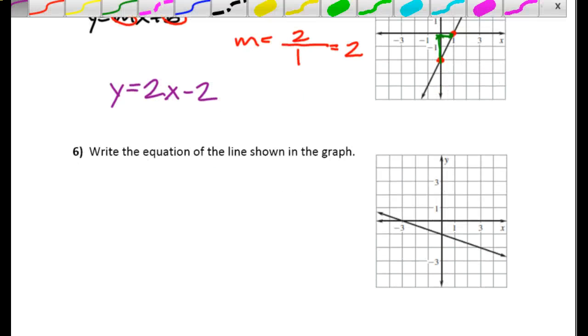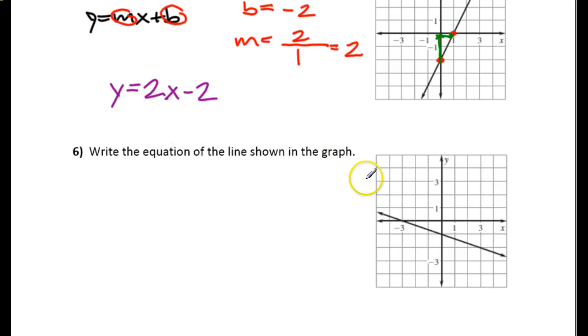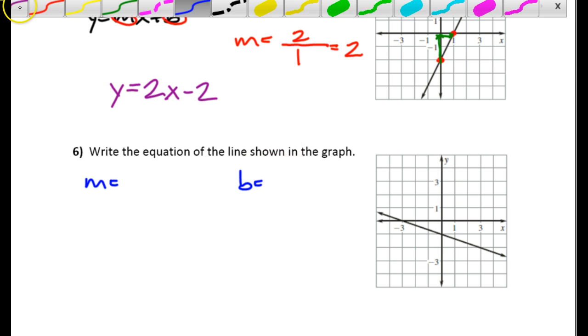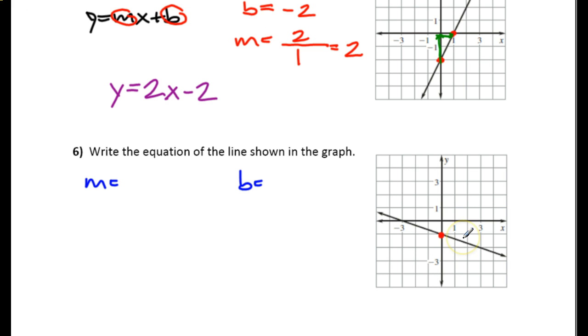Alright, let's try one more here. So now number 6, write an equation of the line shown on the graph. So, hopefully by now you're catching on. We need 2 things. We need the slope, which is our m. We need the b, which is our y-intercept. It's a little bit easier to just get that y-intercept first. In this case, here's where it crosses the y-axis. Remember, not the x-axis, the y-intercept. And that's at -1.